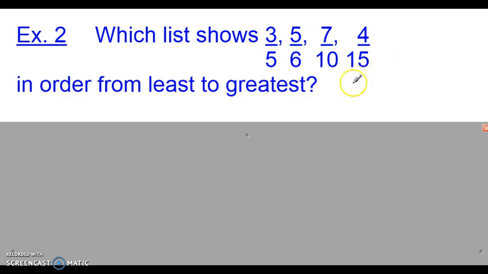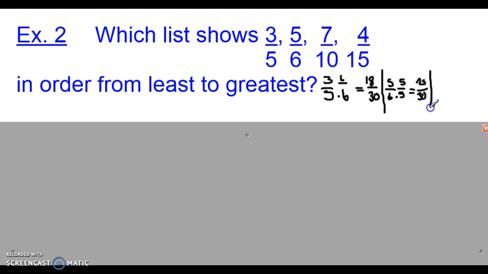So if I start with 3/5 and I try to find the denominator of 30, I need to multiply by 6 over 6, which would give me 18 over 30. And then if I look at my next fraction, I have 5/6. And I ask myself, well, what can I multiply by 6 to get to 30? And the answer is 5. So I need to multiply both my numerator and my denominator by 5, which would give me 25 over 30.